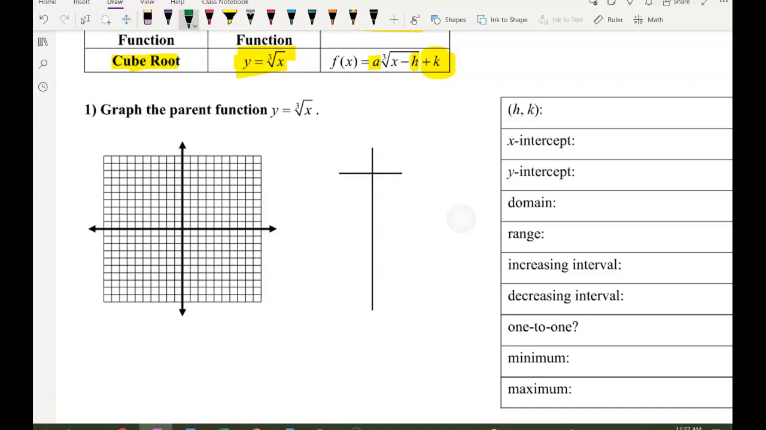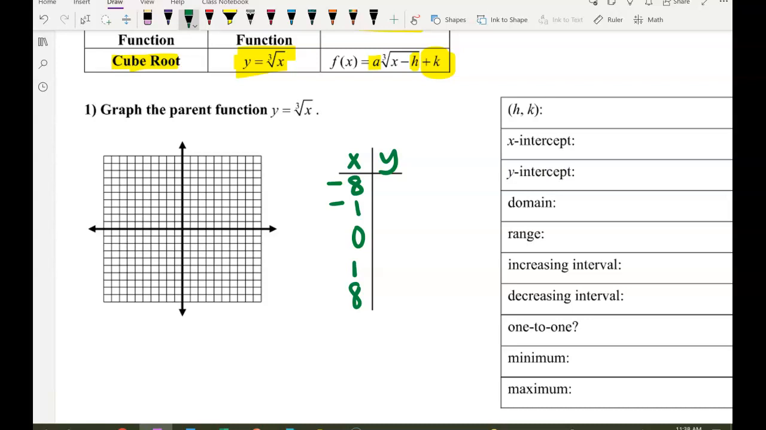Very similarly to the others, guys, we are going to start with some input values. We are going to start with -8. Yes, cube root can have a negative input. Then we're going to do -1, and then we're going to do 0, 1, and 8. As you can see, we are using 5 input values.